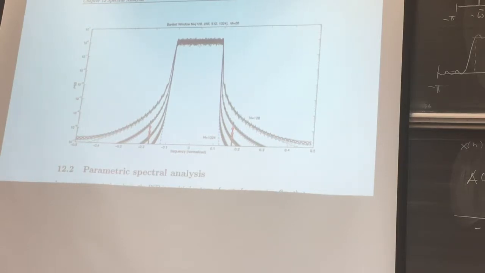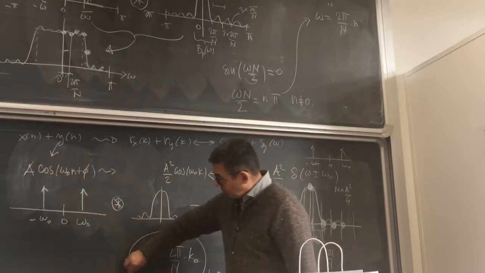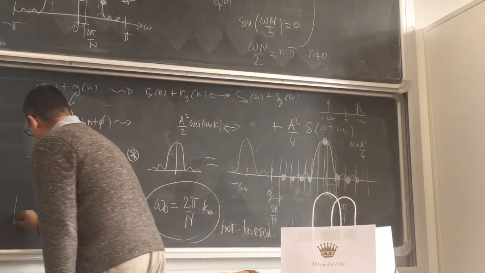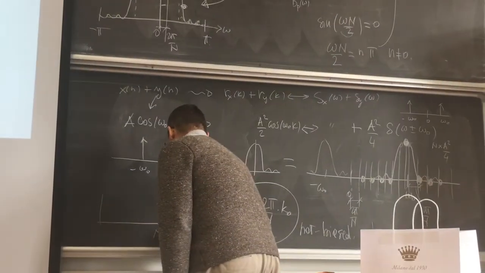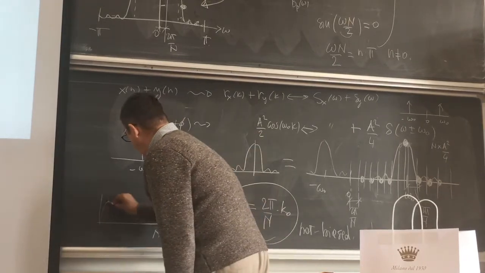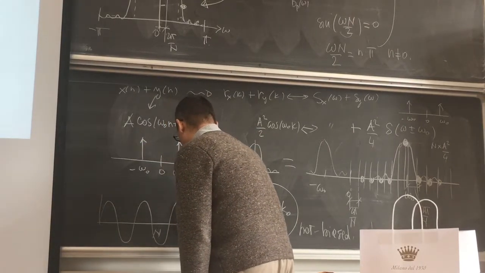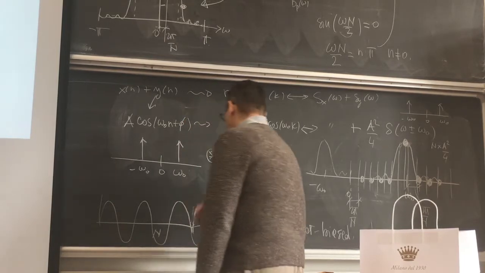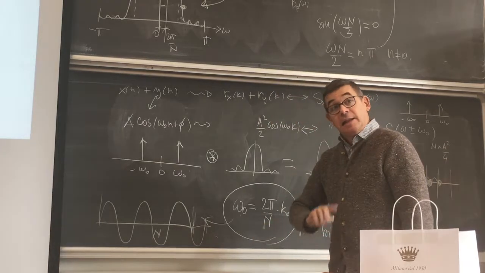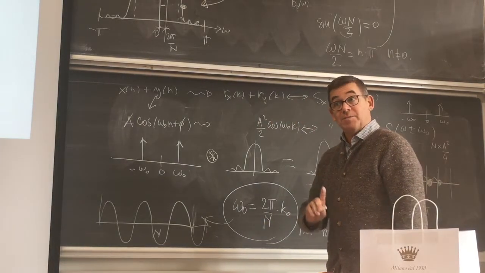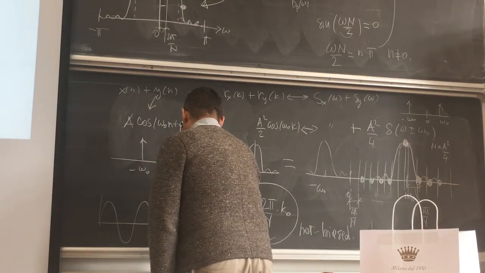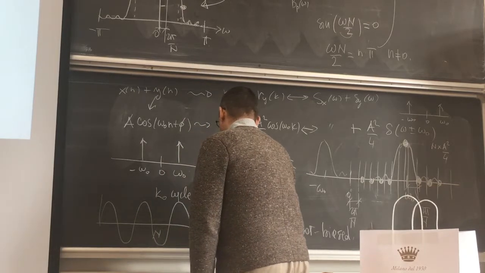Now, let's interpret it another way. The other way to interpret it is that if this situation is met, that means that within the time window represented by N samples, the sinusoid makes an integer number of cycles, and specifically it is k0 cycles in N samples.